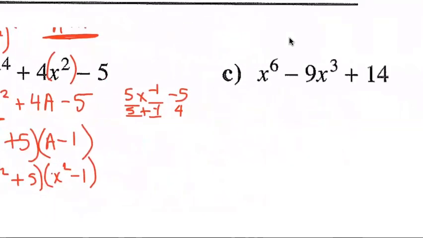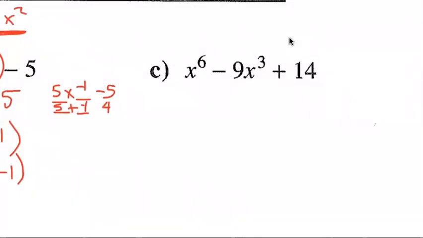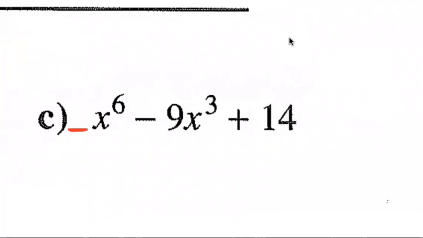Question C. x to the 6th minus 9x cubed plus 14. So there's no number out in front here. So I'm going to do this one using that logic idea I was talking about. I'm looking for two numbers that multiply together to give 14. Those same two numbers add together to give -9. So it's got to be -2, -7.